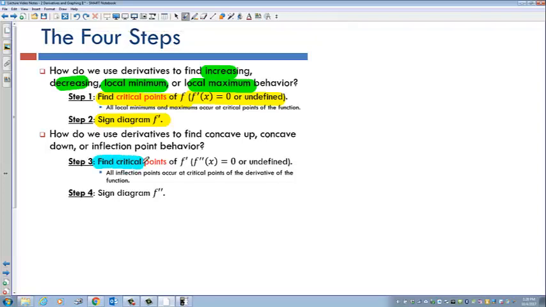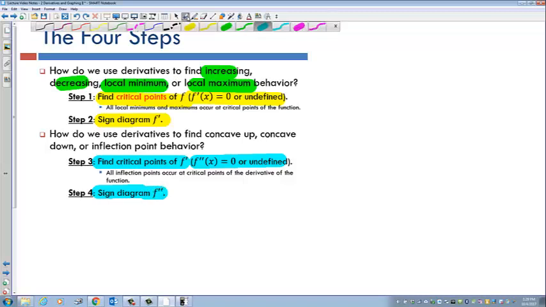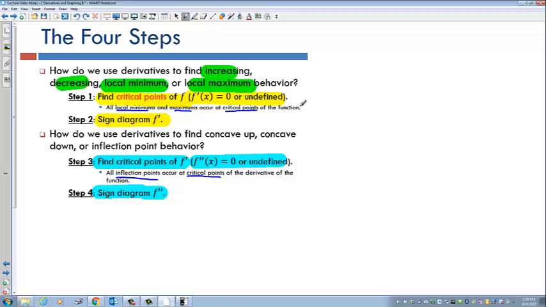And so step 3 is just like step 1. It's find the critical points, but not of f, but of f prime. So that's when f double prime of x is equal to 0 or undefined. And then we'll do a sign diagram, but instead of doing it for f prime, we'll do it for f double prime. And we want to make a note here that all the inflection points occur at critical points of the derivative, just like all the local minimums and maximums occur at critical points of the original function f.